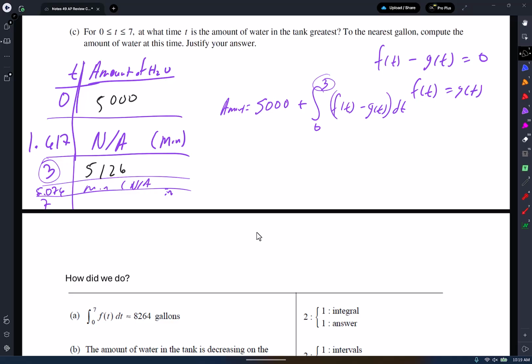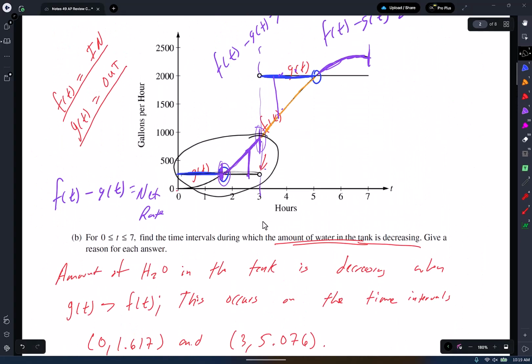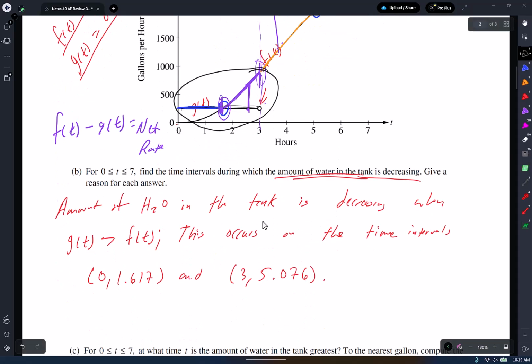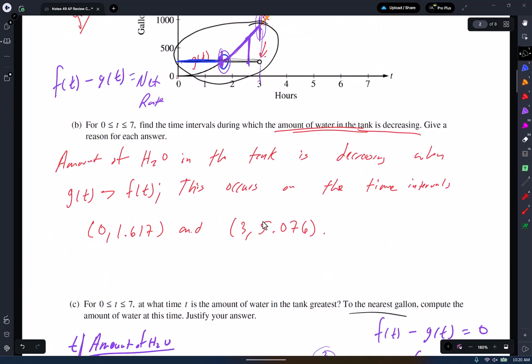5,026. Point what? 590. Did they want it to the nearest gallons? Okay, so don't worry, we'll fix it right now. I don't care about the 5.076 because I know between 3 and 5.076, g(t) is bigger than f(t), so I know it's going down. Does that make sense? So I know that's going to be a number smaller than 5,126. So I don't care about that one. Now I care about 7. So let's see how we're going to do that one.